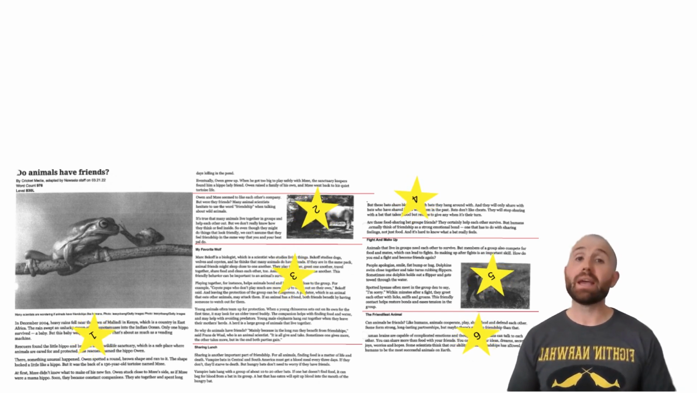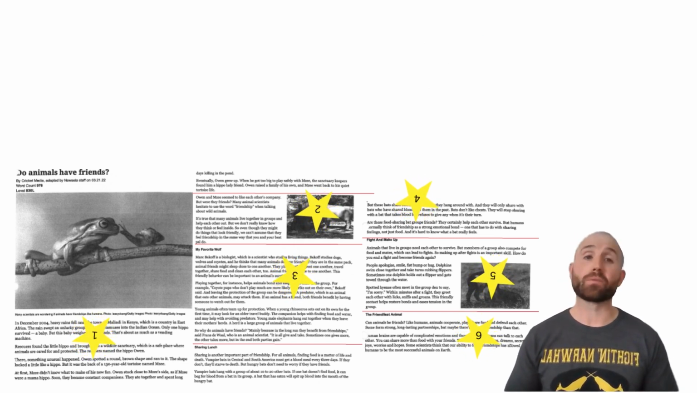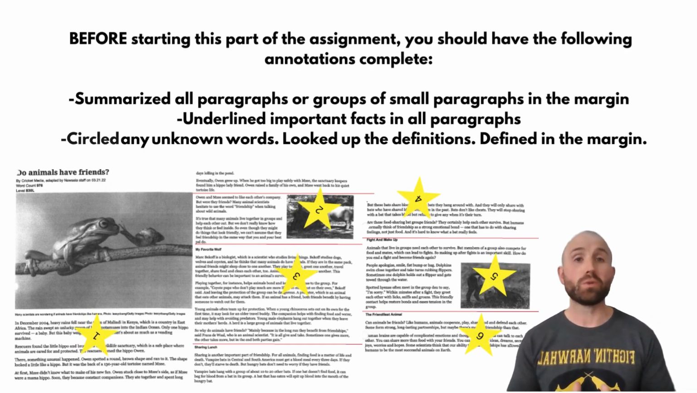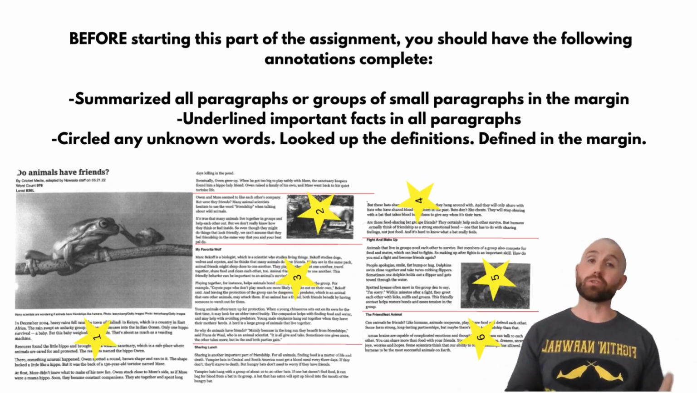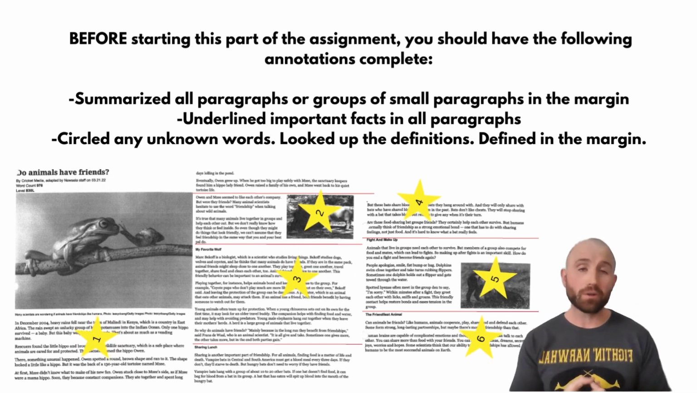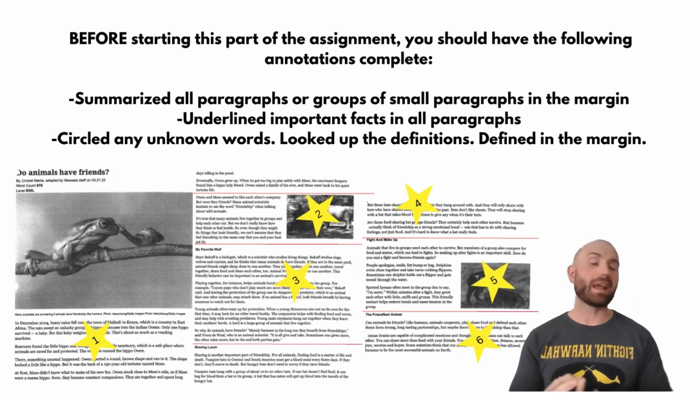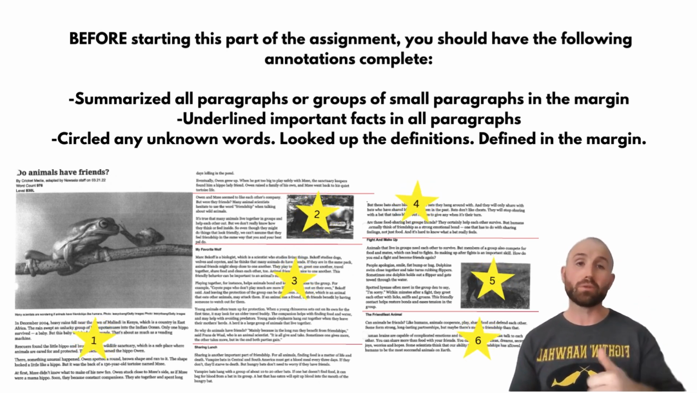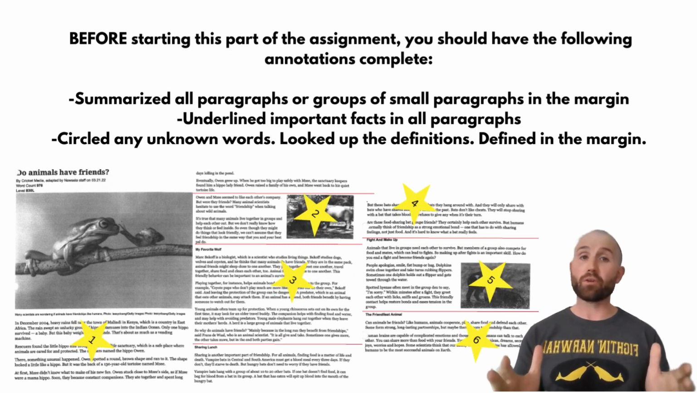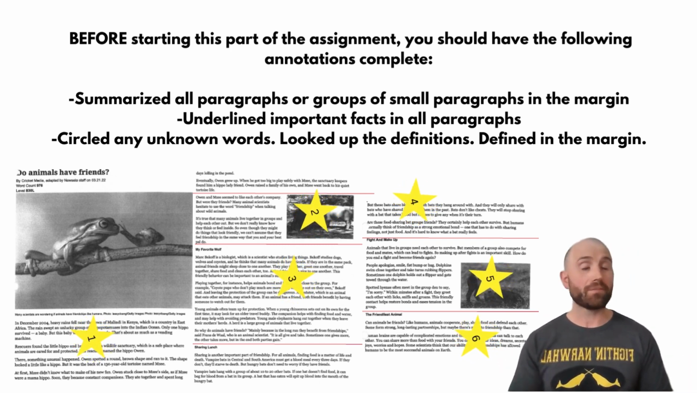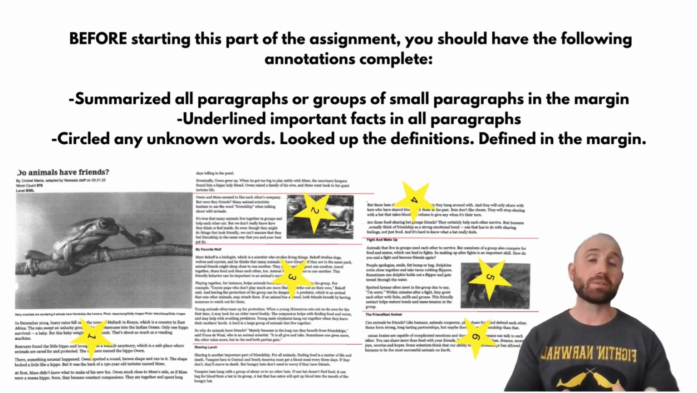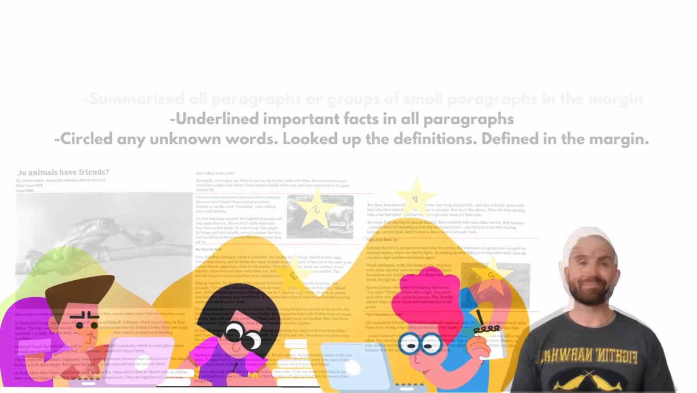Animal Friends. If you haven't completed the annotations for Animal Friends, that's what you should be doing first. Your entire article should have margin summaries, underlining of key ideas, and anything you were confused about should be circled and defined in the margin. If you're ready, proceed with this video. If not, pause, focus on the annotations, and then come on back.